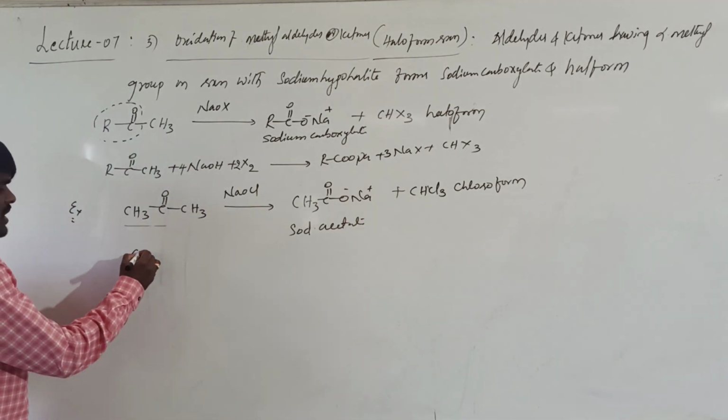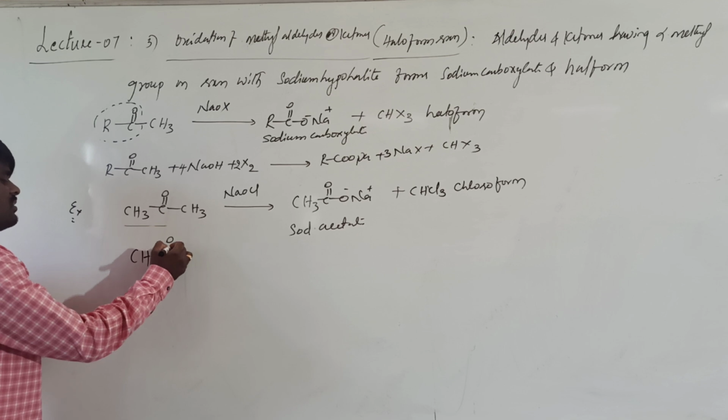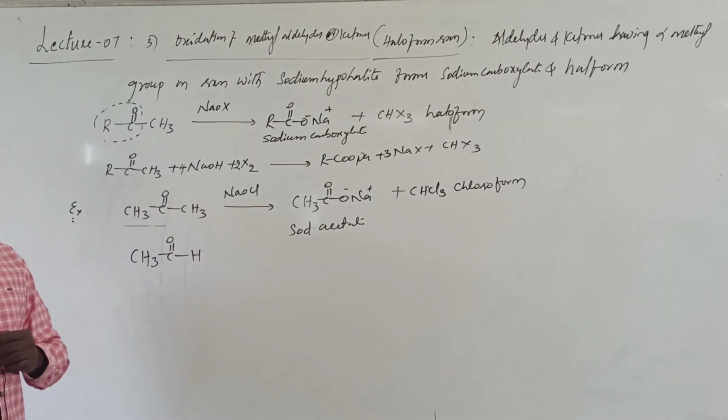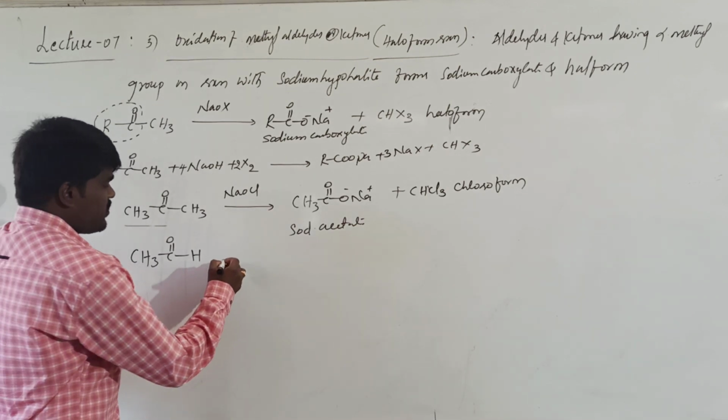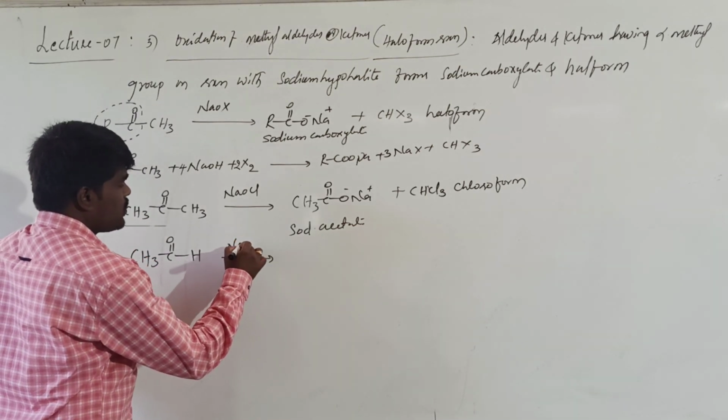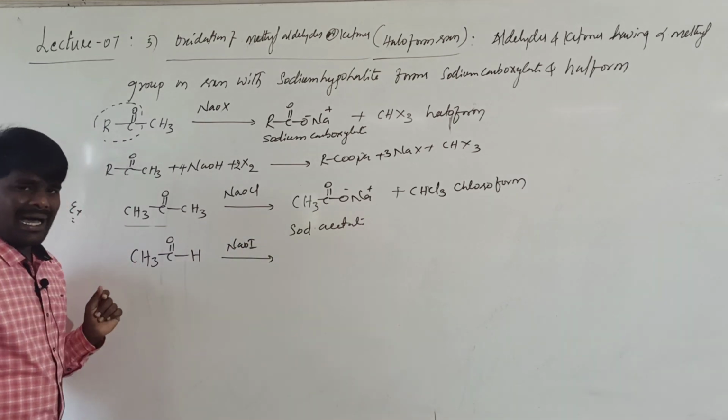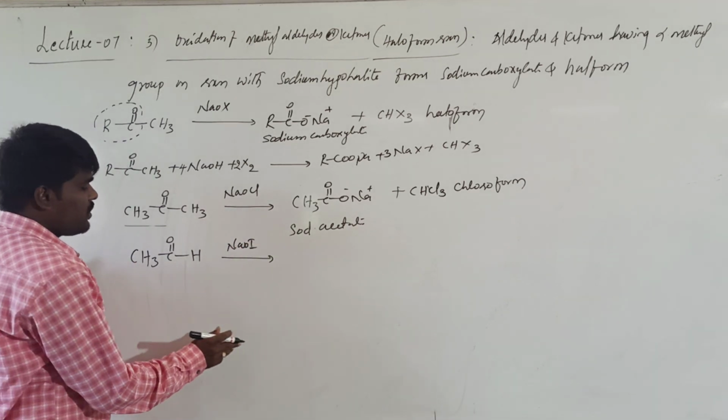Among the aldehydes, only acetaldehyde will give this particular reaction. This is a very, very important note. Apart from acetaldehyde, no other aldehyde will give the haloform reaction. Suppose I treat this with sodium hypoiodide. Okay, so what is the way of writing?